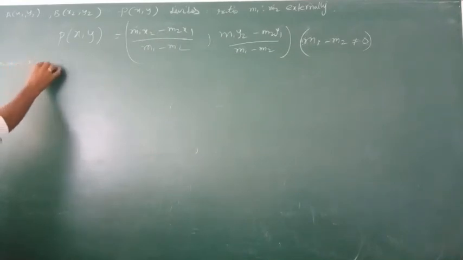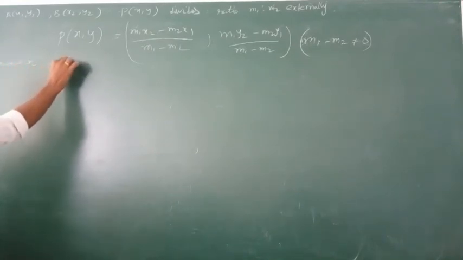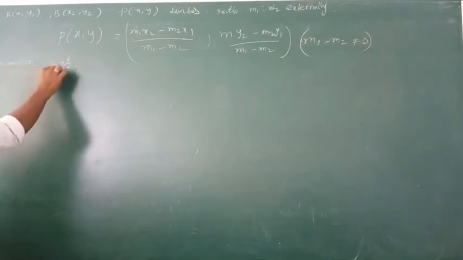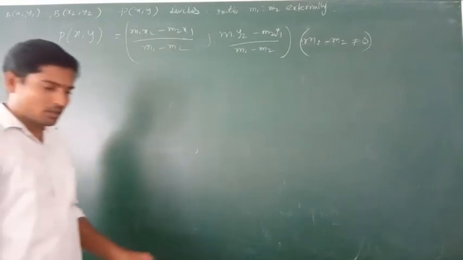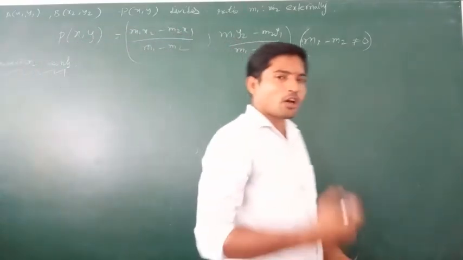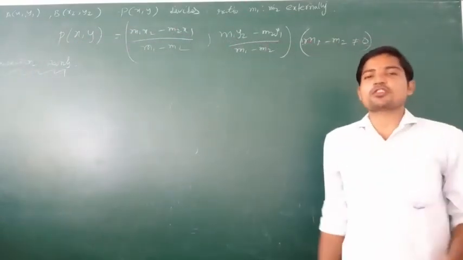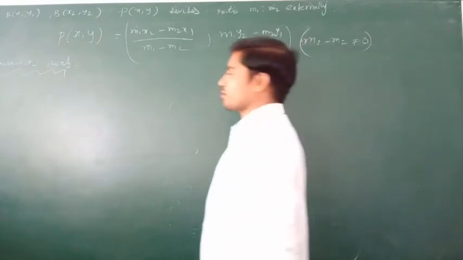Trisection points. The points which divide the line segment in 1:2 and 2:1 ratio are called trisection points.